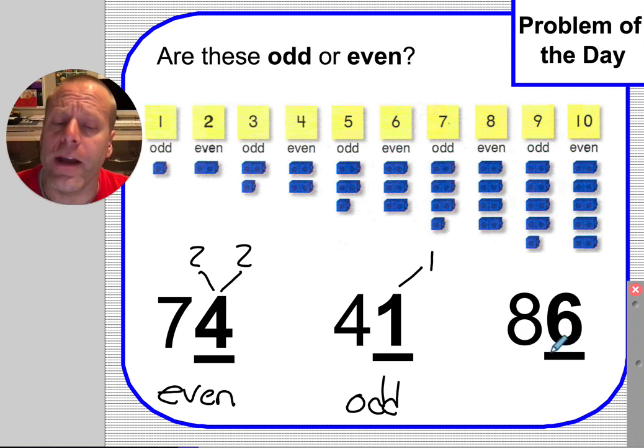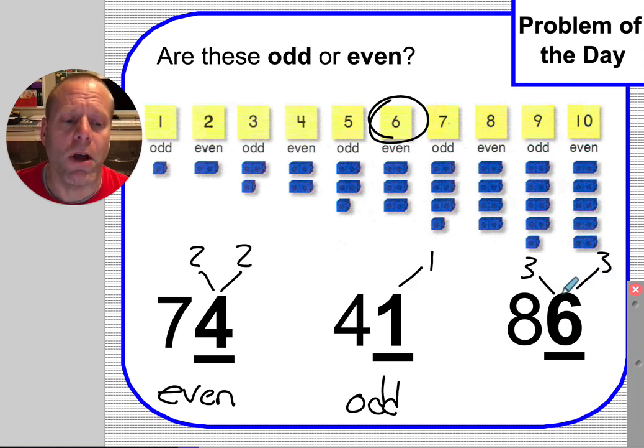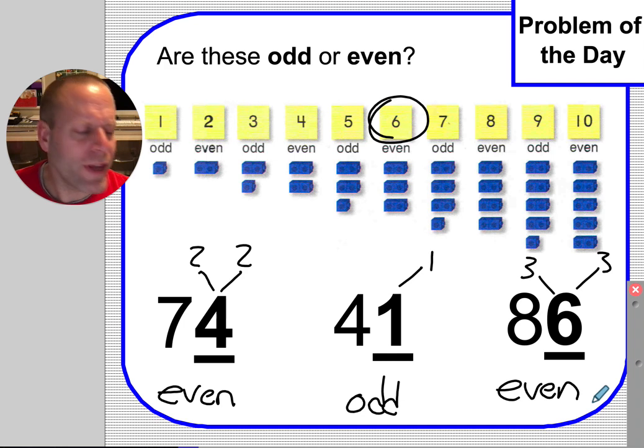So what do you think of this then? 86, odd or even? Because of the 6, it is definitely even. Oh, look, I got 3 on this side. I have 3 on this side. That's even. I can make nice, even teams. This one is even. So the idea in our problem of the day today is odd or even, right?